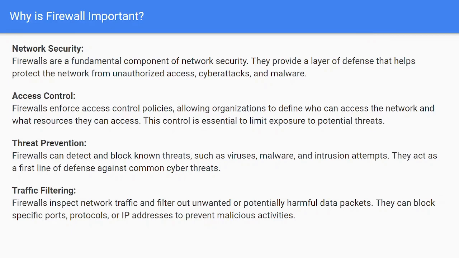Firewall can detect and block known threats such as viruses, malware and intrusion attempts. So threat prevention, in the sense that let's say one of your users wants to download a file or download something from a malicious website. If you configure your firewall very well, your firewall can detect that this particular IP address is known as a malicious IP address. So it's going to block the user from even having access to that address. Then the next point is to not allow the user to download that particular file.